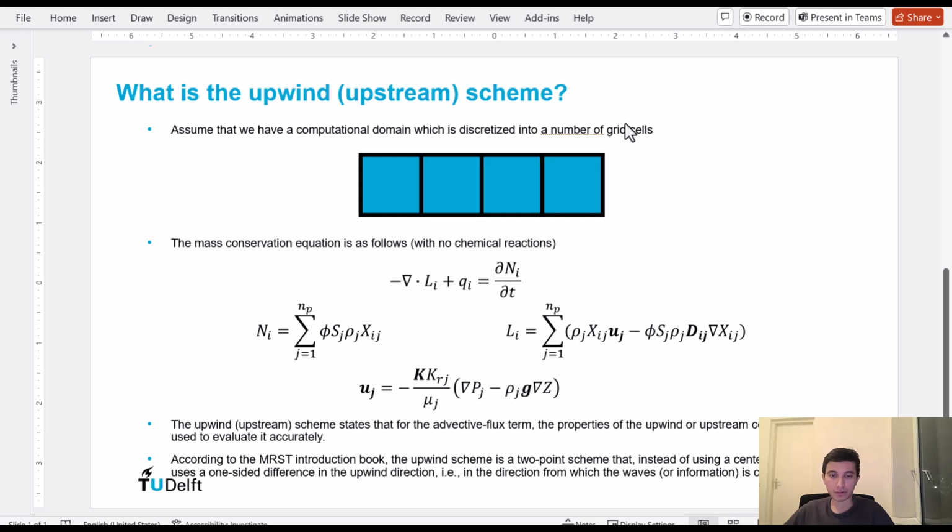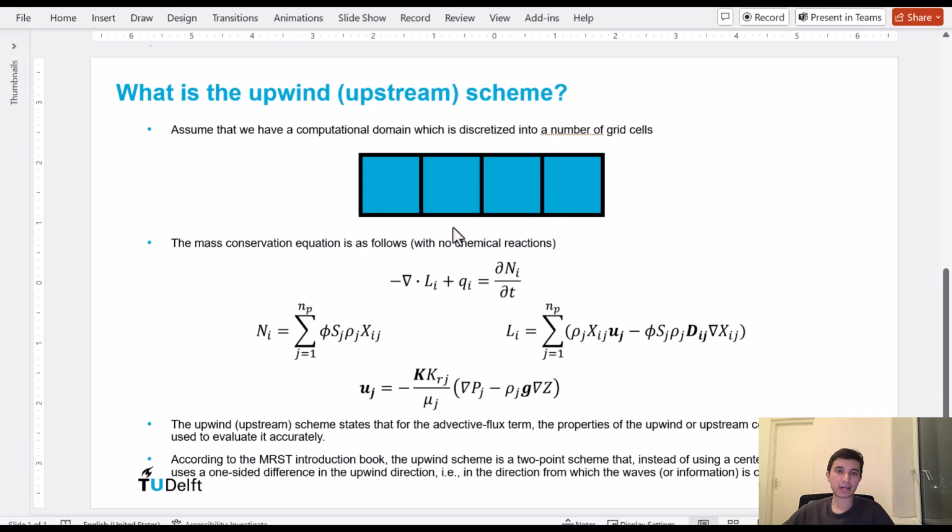Hello everyone, in this video I'm going to talk about the Upwind scheme and its effect on the compositional simulator that we developed recently. So first of all, let's consider that we have a simple one-dimensional computational domain, like this, which is discretized into a number of grid cells.